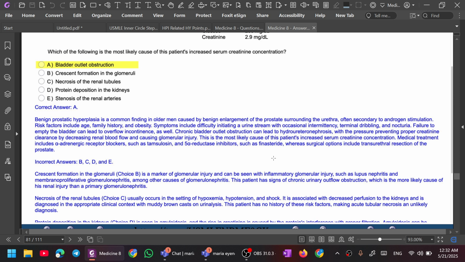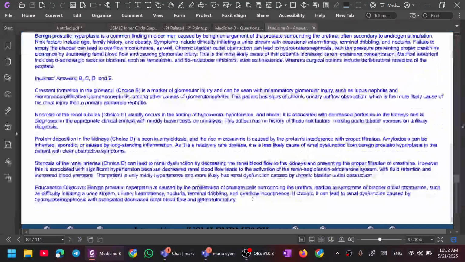It's not crescent formation in the glomeruli. I'm going to read the other ones. Crescent formation in the glomeruli is a marker of glomerular injury and can be seen with inflammatory glomerular injury such as lupus or MPGN, among other glomerulonephritis. This patient has signs of chronic urinary outflow obstruction, which is the most likely cause of his renal injury rather than glomerulonephritis.